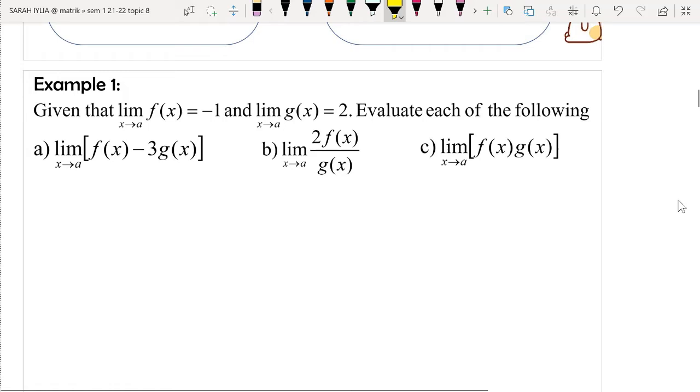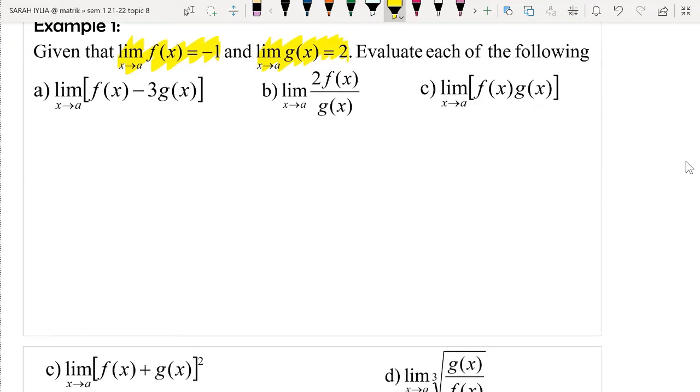So example 1 is about properties of limit. Here, given that the limit of f(x) as x approaches a is negative 1. That's the first info. And then the second info, the limit of g(x) as x approaches a is 2. Now we have to evaluate each of the following.